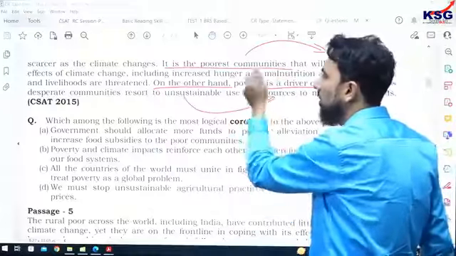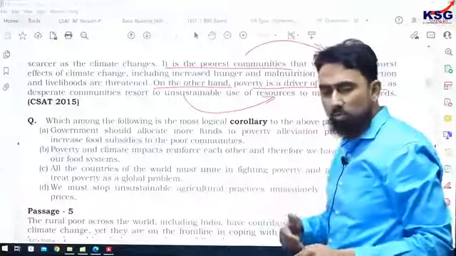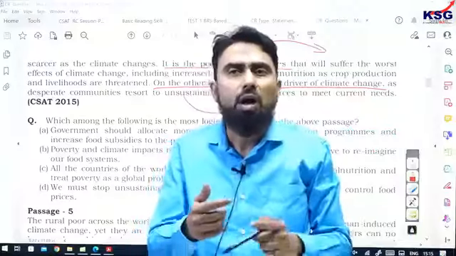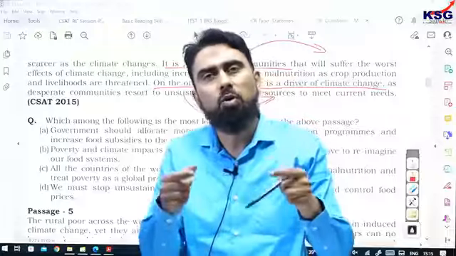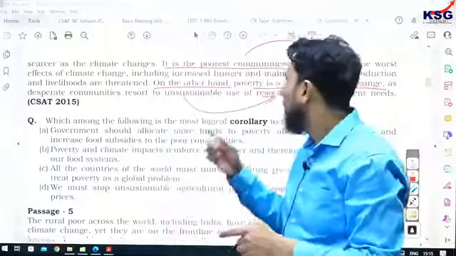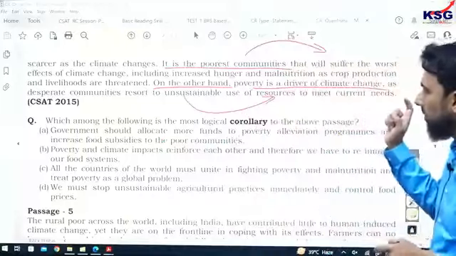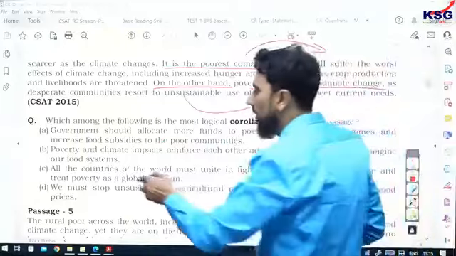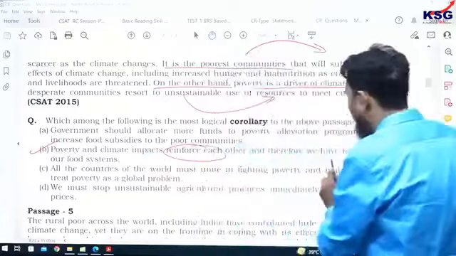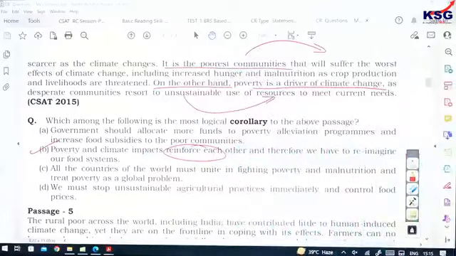So the author's idea is clear that the poorest communities are the worst sufferers because of climate change, and also vice versa, that because of the poor communities, they cause climate degradation. So option B, poverty and climate impacts reinforce each other, and therefore we have to reimagine our food system. This is based on the author's main point.